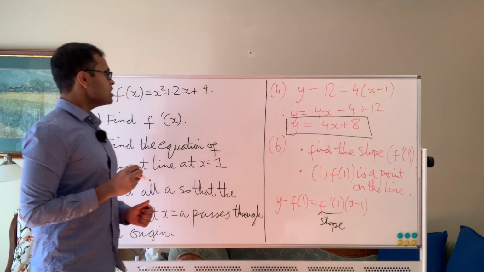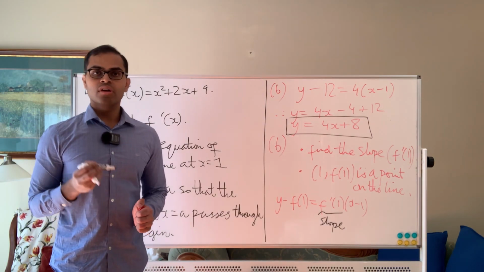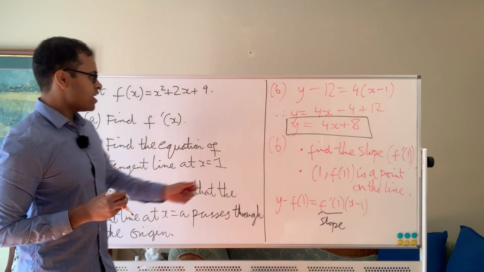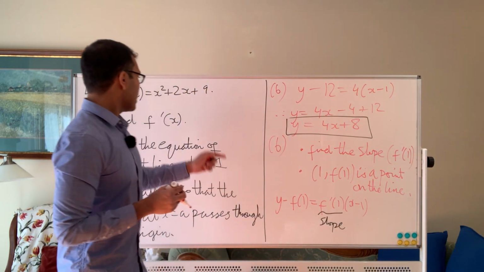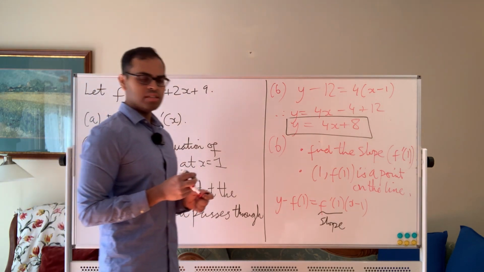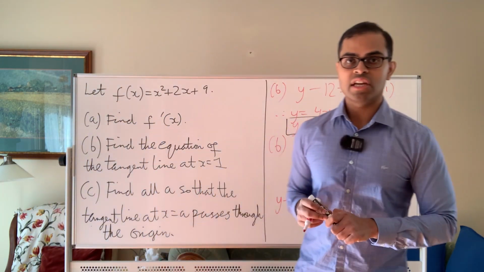And you can check that it really passes through the point at x equals 1. If x is 1, then the y value is 12, and that's consistent here. So it is a tangent line, and its slope is the derivative at 1.